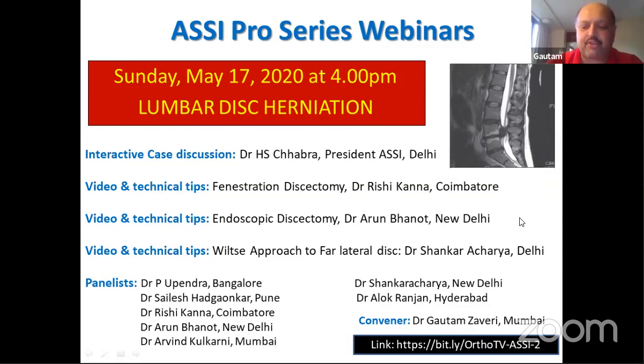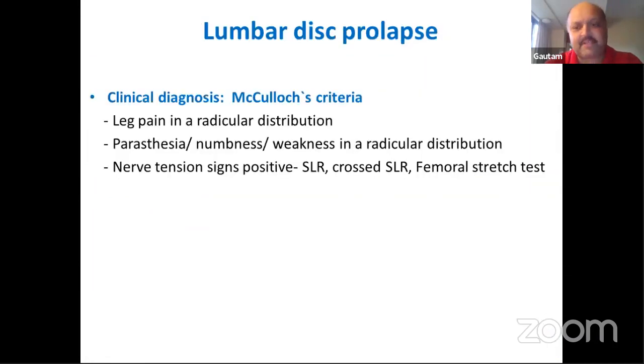Before I give up, I'm going to summarize a few points, because on the basis of the questions which have come to me through the OrthoTV network, lumbar disc prolapse, as Dr. Chabra said, is a very common problem, and it has a lot of different presentations. The typical presentation is back pain, and then suddenly back pain goes away and pain comes down the leg. John McCulloch from USA described the clinical criteria for lumbar disc prolapse. These include leg pain, but it should be in the distribution of one of the nerve roots.